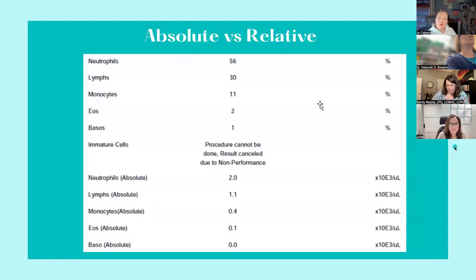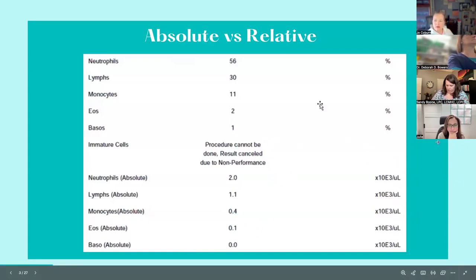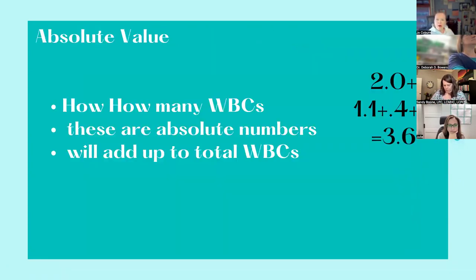And then when we get panels back, we usually look at the relative numbers, right? We're looking at a percentage, but there's also absolute numbers on these panels too, which are down here. An absolute value is how many white blood cells. These are absolute numbers, and when you add them up, they're going to add up to the total number of white blood cells.